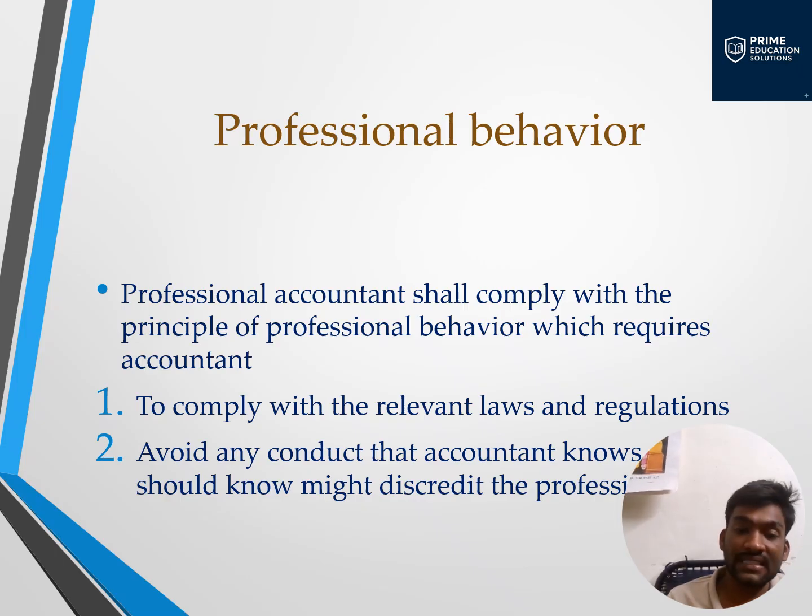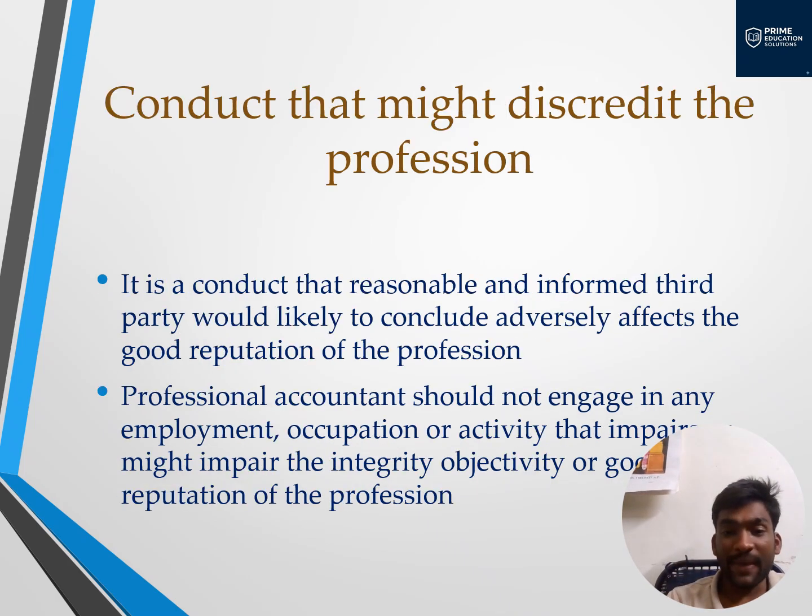Means the two things the professional accountant needs to do to comply with professional behavior: he should comply with all the relevant laws and regulations, and he needs to avoid any conduct that the accountant knows or should know might discredit the profession. Conduct that might discredit the profession. What is meant by conduct that might discredit the profession? Means it is conduct that a reasonable and informed third party would likely conclude adversely affects the good reputation of the profession. Means what is the bad conduct that the accountant needs to avoid?